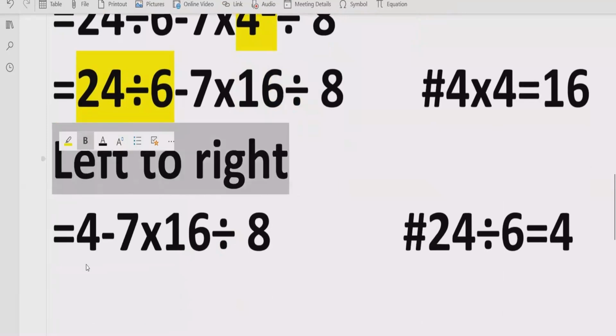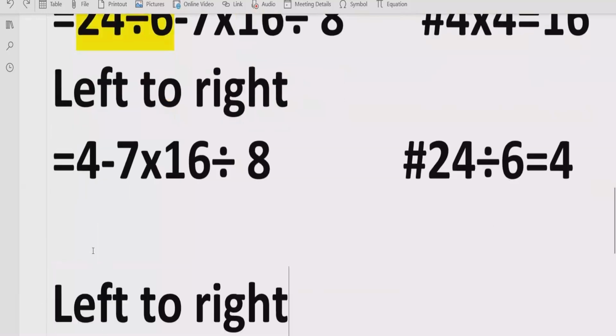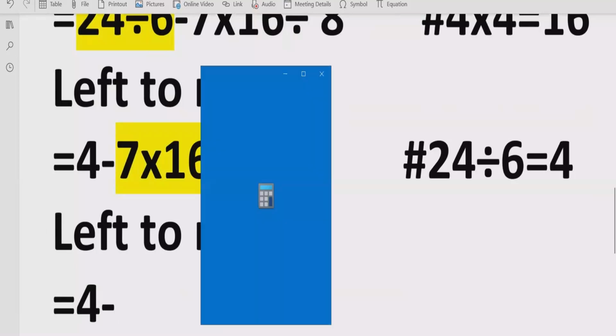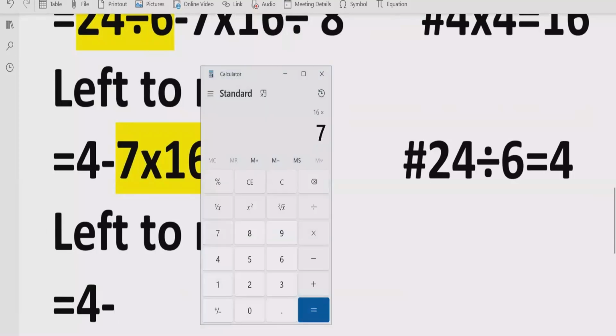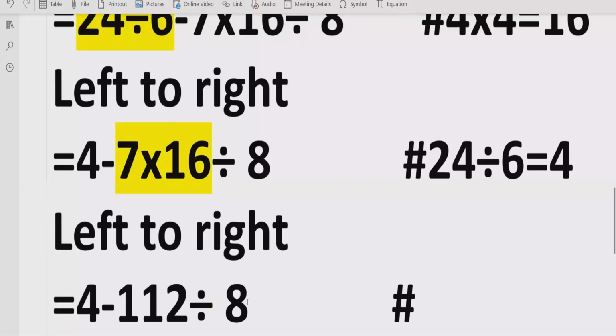Now move forward. Again, we have to go left to right and find out division and multiplication. So now we have this multiplication. So we will multiply 4 minus 7 multiplied by 16. So we can check 16 multiplied by 7 equals 112. Then 112 divided by 8, we will write as it is. And here we have to give the reference: 7 multiplied by 16 equals 112.